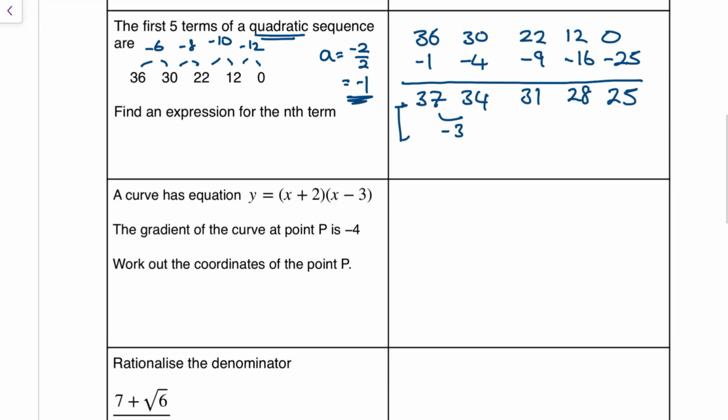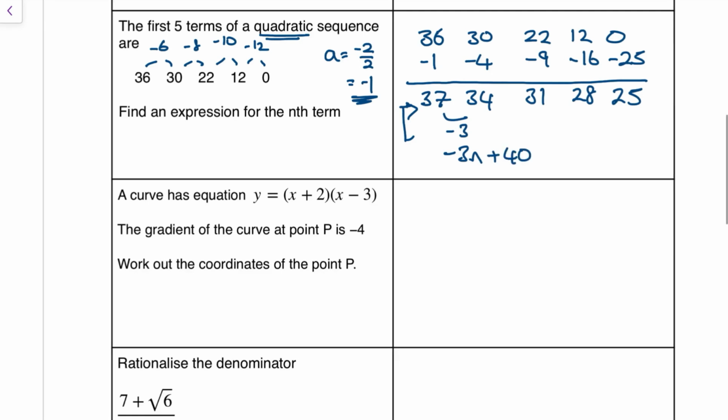for this sequence here is going to be, well, it's minus 3n plus 40 to get to the first term, which means I've got my quadratic part, I've got my linear part, put it all together, and it means my nth term is minus n squared minus 3n plus 40.